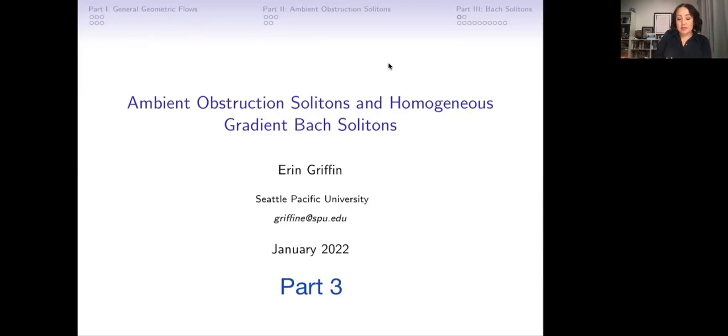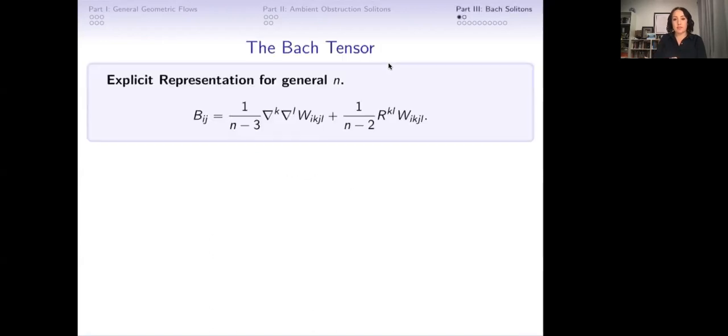In part 2, I looked specifically at the ambient obstruction tensor as our measure of curvature, and looked at the solitons and, more broadly, the methodology that we used to find and study ambient obstruction solitons. Now, in the third and final part of my talk, I'm going to be talking about homogeneous gradient Bach solitons. So I'm going to start by defining the Bach tensor.